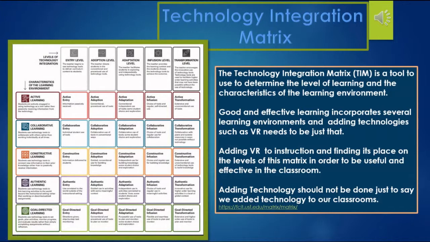Technology Integration Matrix. The Technology Integration Matrix, or TIM, is a tool to use to determine the level of learning and the characteristics of the learning environment. Good and effective learning incorporates several learning environments, and adding technologies such as VR needs to be just that. Adding VR to instruction and finding its place on the levels of this matrix is needed in order to be useful and effective in the classroom. Adding technology should not be done just to say we added technology to our classrooms.